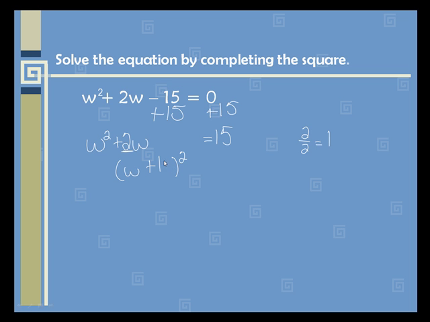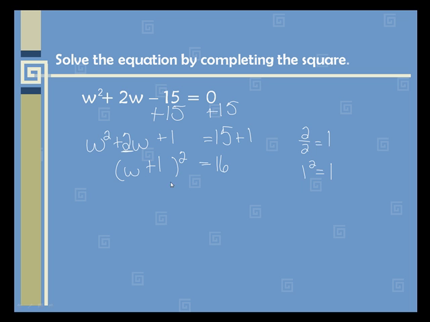My next step is to take this number, which happens to be 1, and square it. That means I'm going to take 1 and square it, which is 1. That's what goes here, okay? Now, remember, I need to keep both sides of my equation balanced. So if I add 1 here, I have to add 1 there. So that gives me 16.